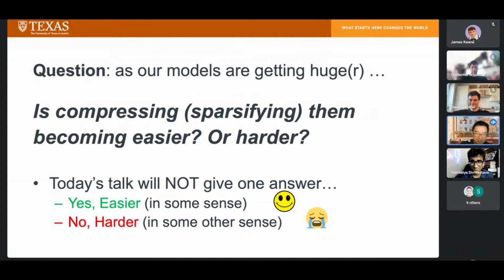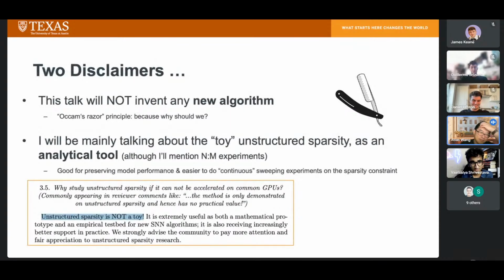Okay. Before I dive into the technical details, let me make two disclaimers. I really like to make two disclaimers that came from my career's battle experience with reviews in CMT and OpenReview.